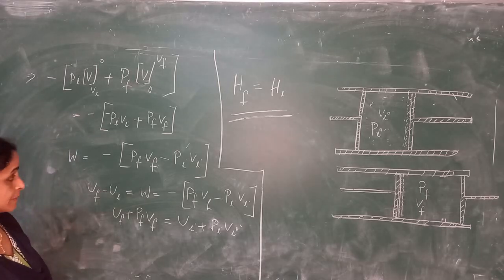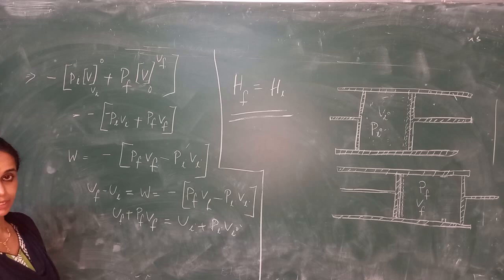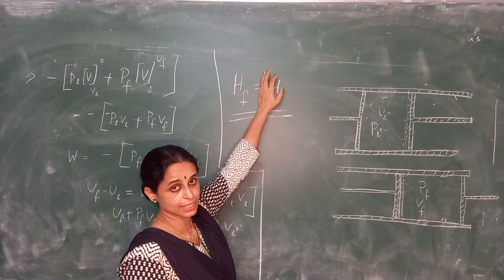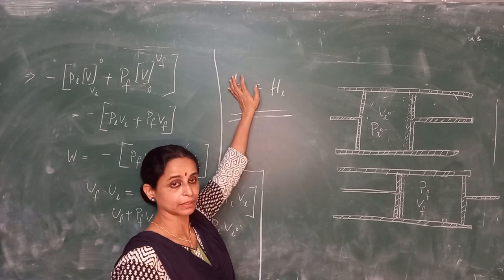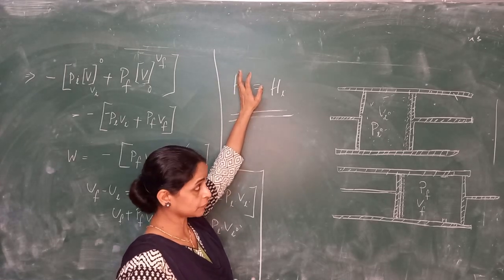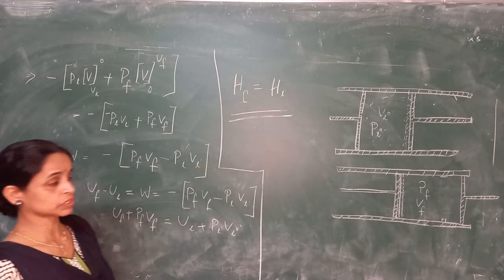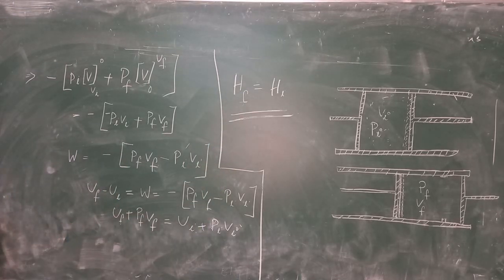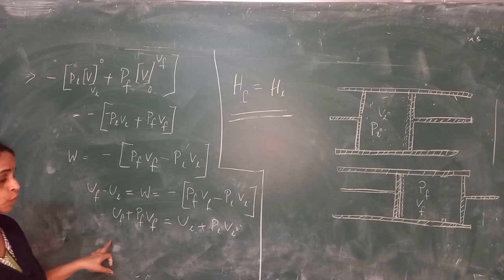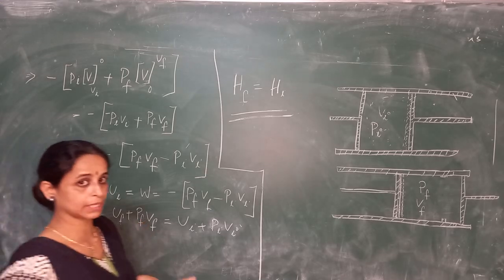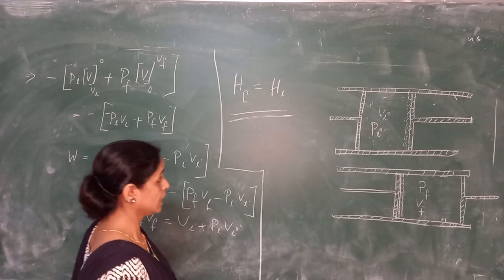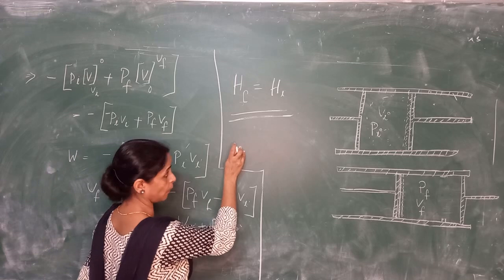So you can see that in a throttling process, there is no change in enthalpy. The enthalpy in the initial state is the same as the enthalpy in the final state. So even though pressure and volume are changing and internal energy is also changing, there is no change in the enthalpy of the system, and enthalpy can be written as U plus PV. That is the first property.